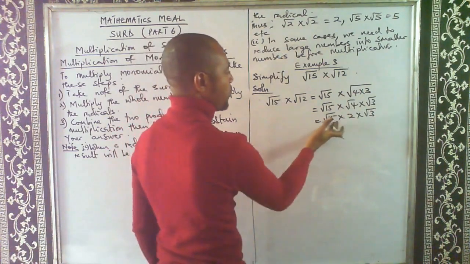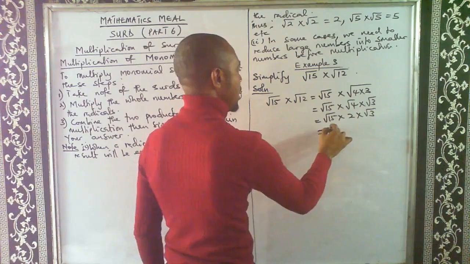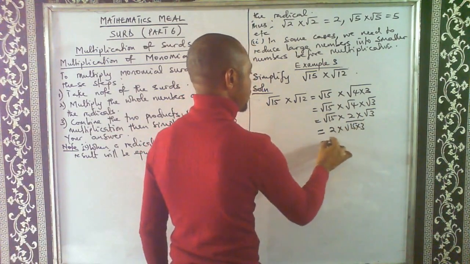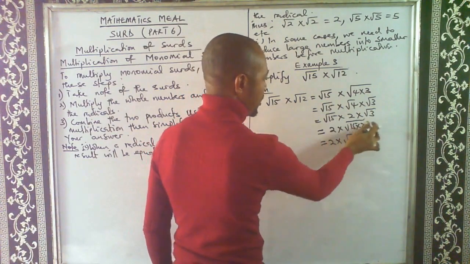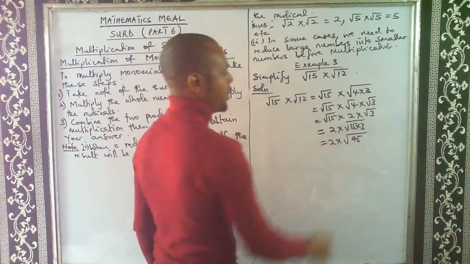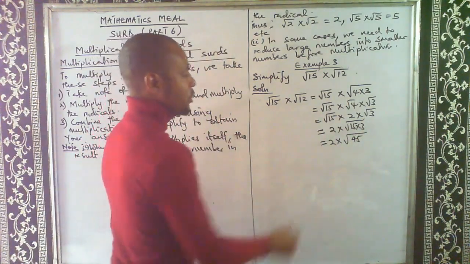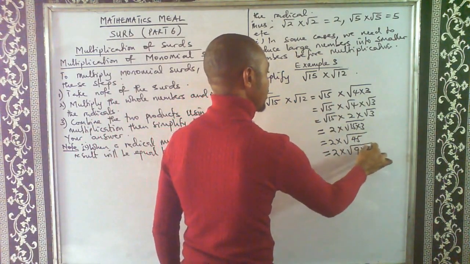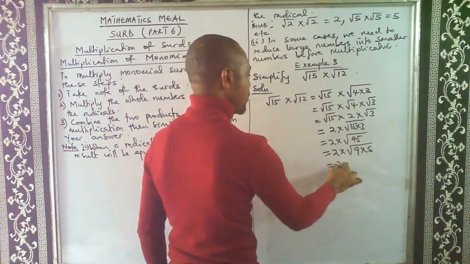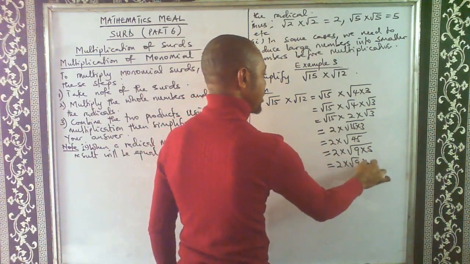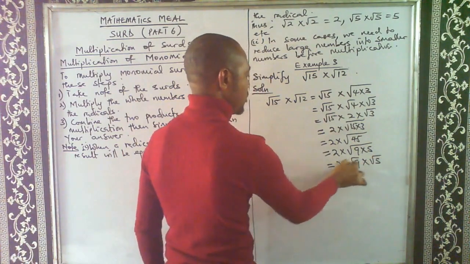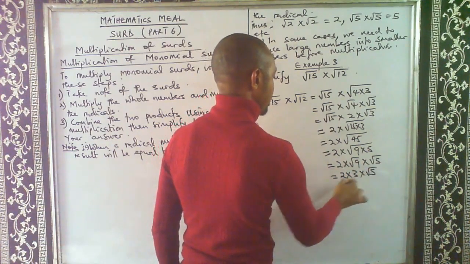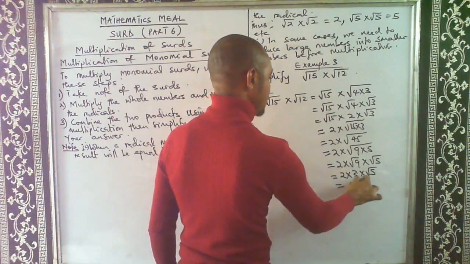So 2 is the whole number. I can multiply the radicals. I have 2 times square root of 15 times 3, which is 2 times square root of 45. So you now express 45 in basic form again. So that's quite long. If you move further, you have 2 times square root of 9 times square root of 5. Square root of 9 is 3, so 2 times 3 times square root of 5, and that will give us 6 root 5.